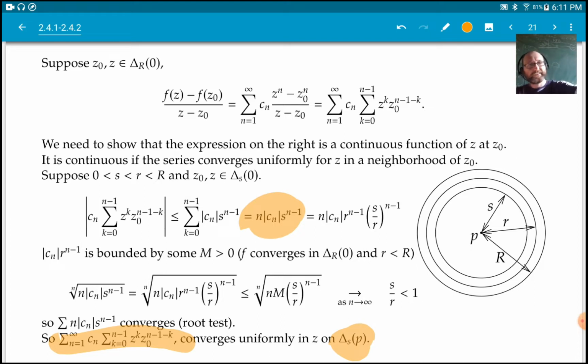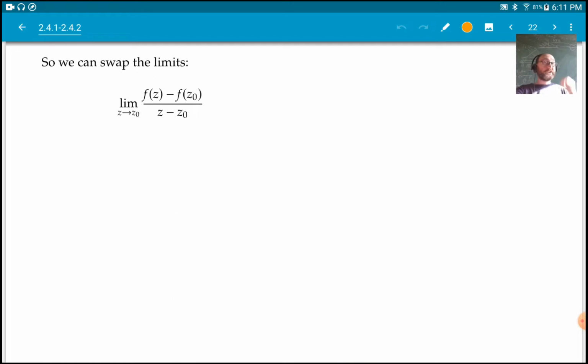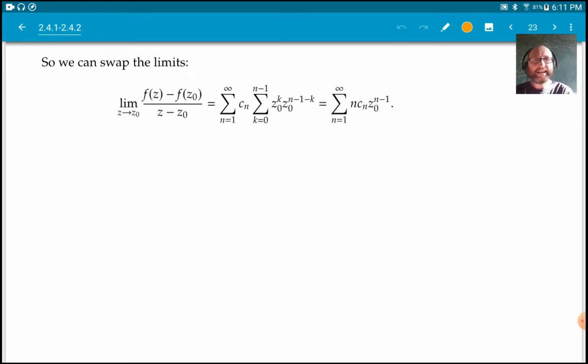All right. That's what I wanted. So now I can swap the limits; I can put the limit inside the series. Therefore, I can take this series that we wrote before and put the limit inside, meaning inside it's really easy to take the limit. It's just a polynomial, so I just replace the z by z naught, and now this simplifies precisely to this. That's exactly what I wanted.